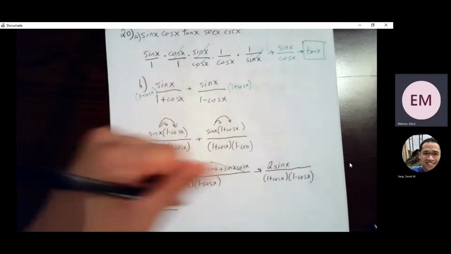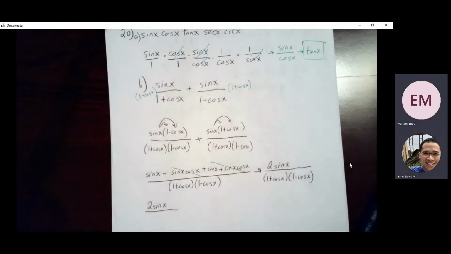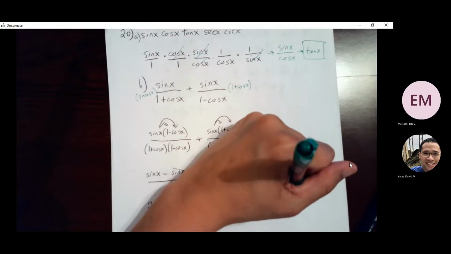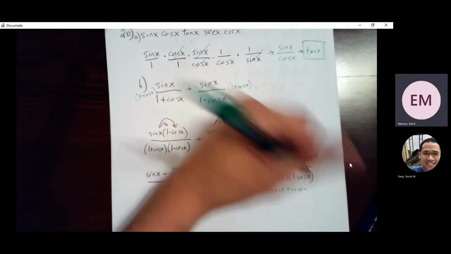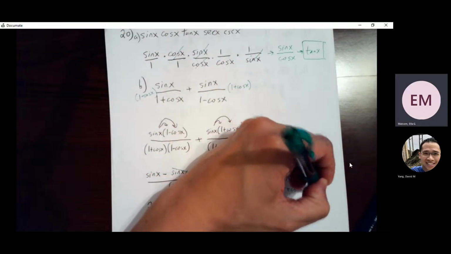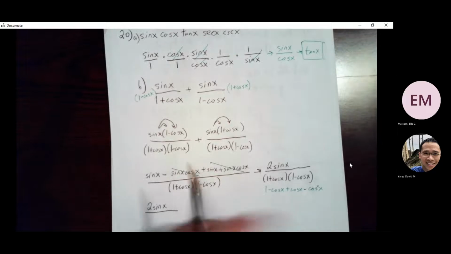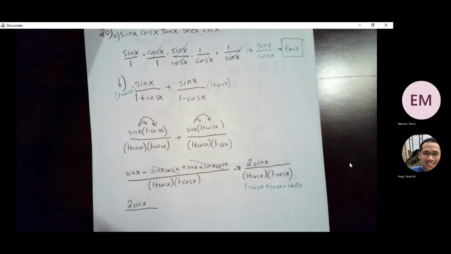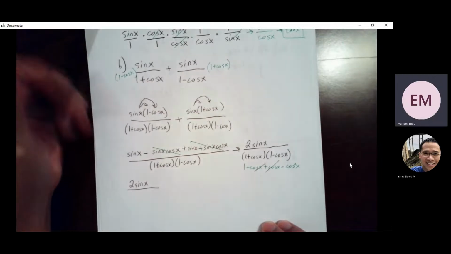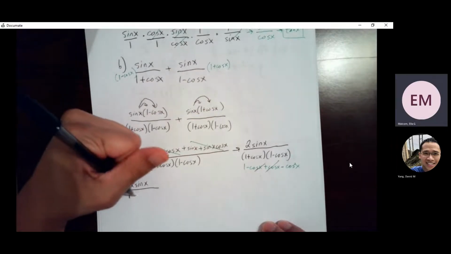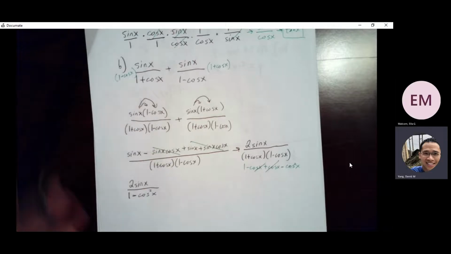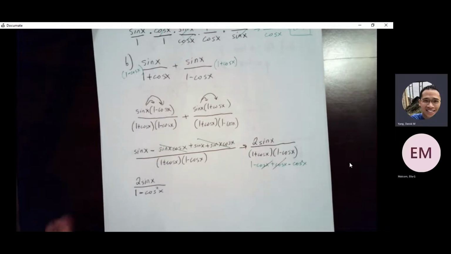So I get 1 minus cosine x plus cosine x, which is 0. And then minus cosine x squared. So that's 2 sine x over 1 minus cosine x squared. Right. All right. There's actually more that we can do.